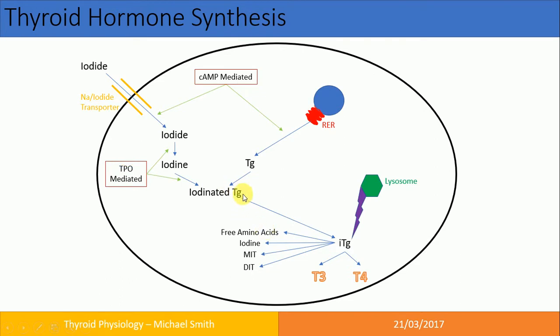The iodinated Tg is then stored in its colloidal form until it's required, when it's delivered to a lysosome, which will break it down into our amino acids, our iodine, our MIT, and our DIT, and these can be recycled, and our T3 and T4, which are our thyroid hormones, where T3 is fast acting and T4 is slow acting.